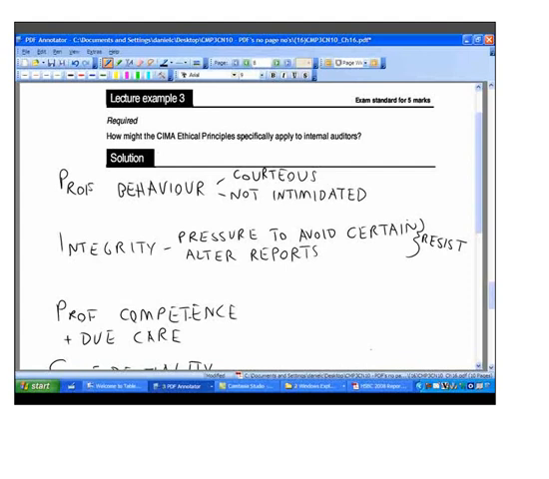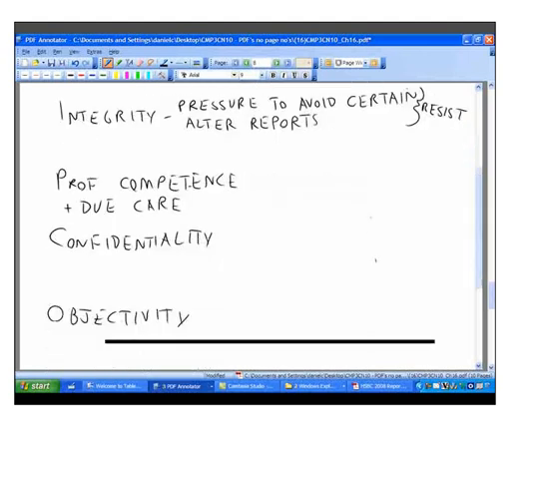Professional competence and due care. Well, the principle here is that they have the skills to carry out the audits that they're required to do. We've already mentioned how important this is, particularly when you're dealing with specialised areas such as IT.